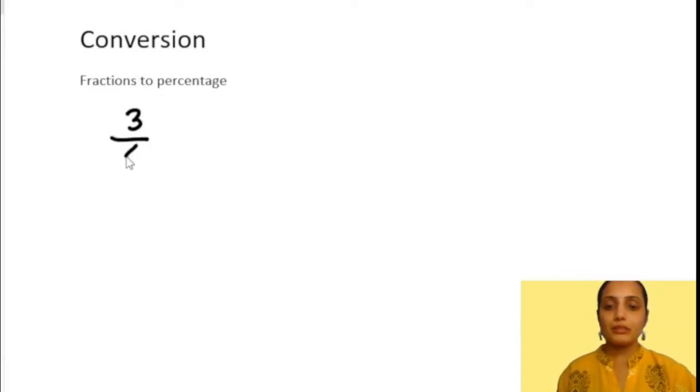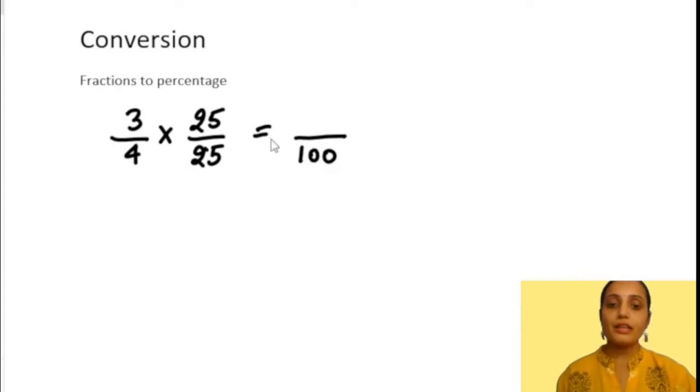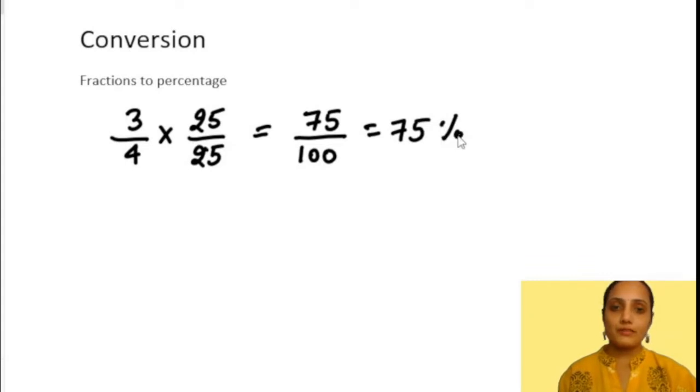Let's start with the example 3 by 4. I need to change the denominator to become 100. So I need to find a number which when multiplied with 4 will give me a denominator of 100. That number in this case is 25. I cannot keep multiplying only the denominator, so I have to multiply the numerator as well so that the value of the number does not change. Now the denominator becomes 100 like I wanted, and the numerator becomes 75, that is 3 into 25. That gives us a percentage of 75%.